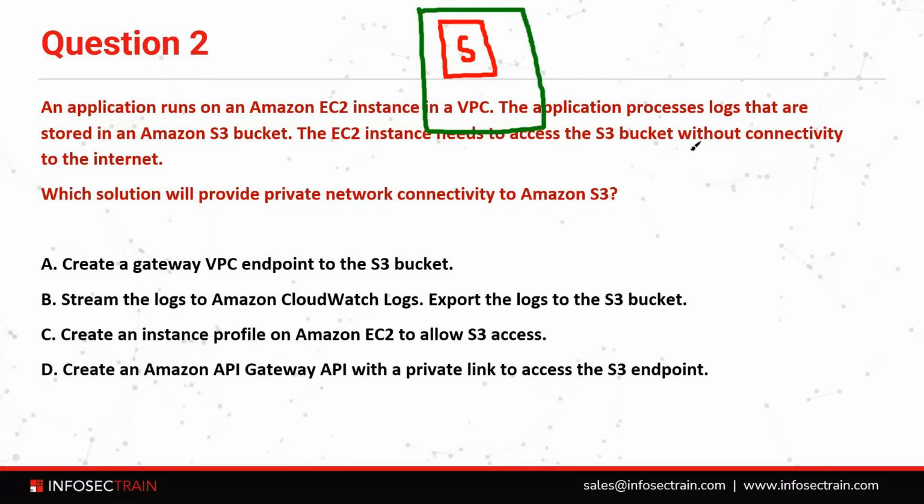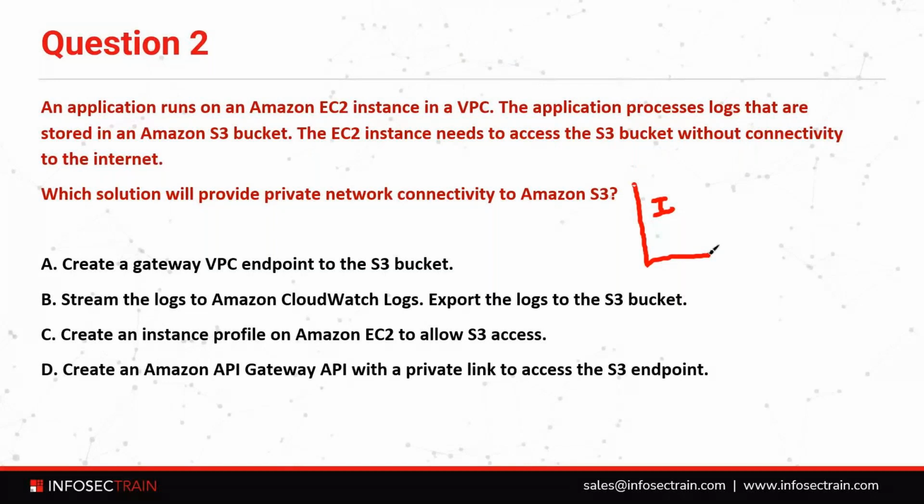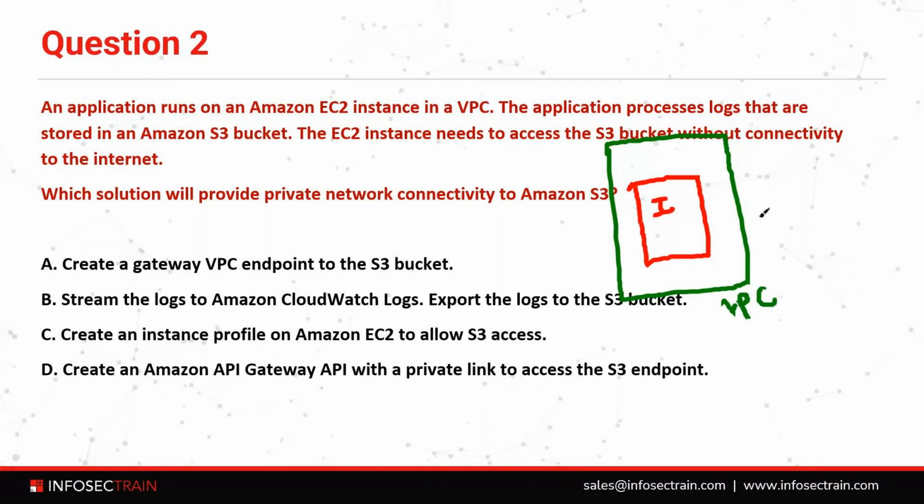The application process logs that are stored in an Amazon S3 bucket. Okay, wait a minute, let me just change the name of it. Just a minute, guys. My bad. Okay, let me put it up here. So here we have this instance. This is my instance, and it is present inside your respective VPC. Okay, fine. And the application process logs are stored in the S3 bucket, right?